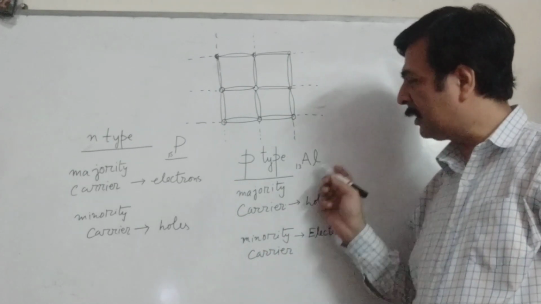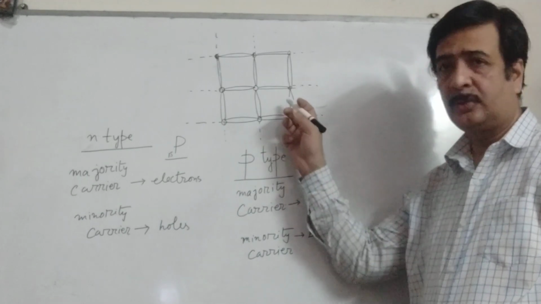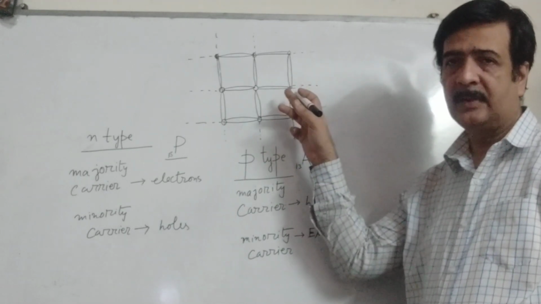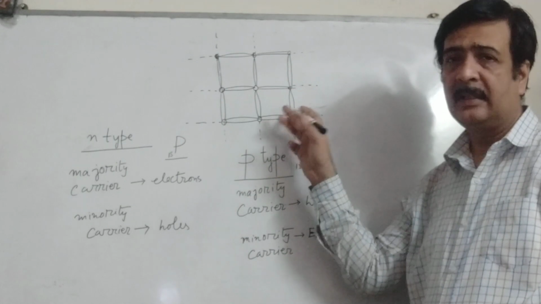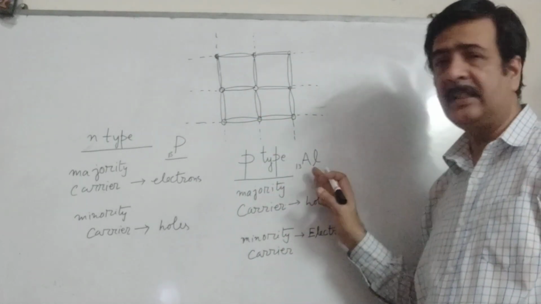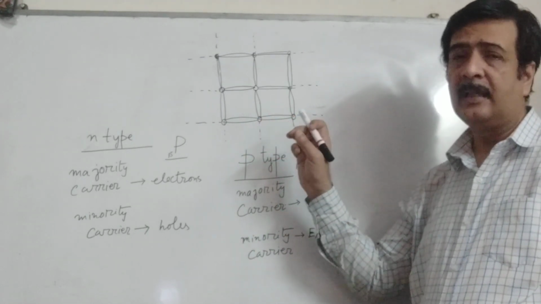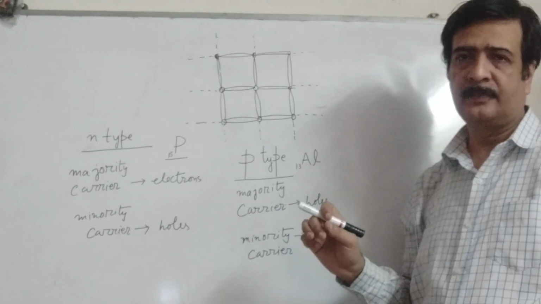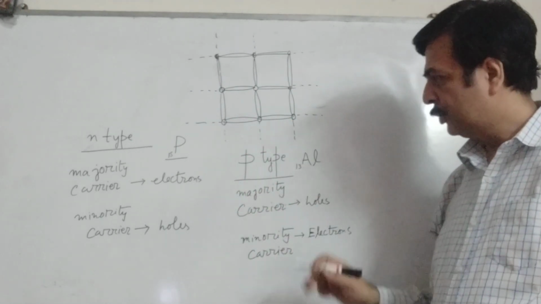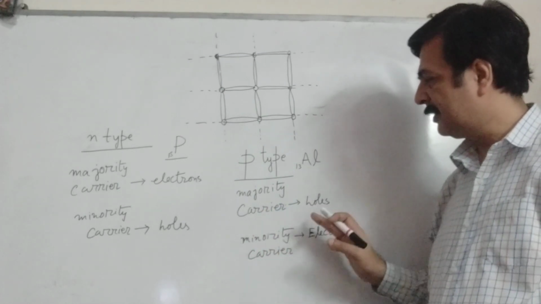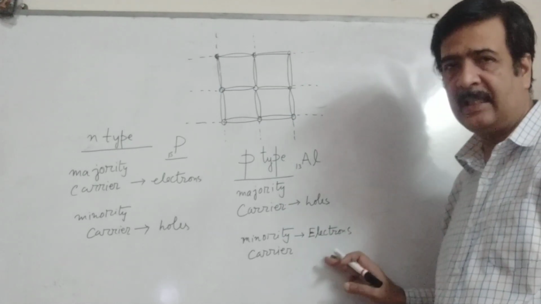And therefore, if the outermost shell of the aluminium is applied to the tetravalent structure of the intrinsic semiconductor, then what happens? That 4-electron structure will be replaced by the 3 electrons of the outermost shell of the aluminium. In that case, there will be a deficiency of electrons, and a deficiency of electrons means sufficiency of holes, positive holes. So in P-type, we get the majority carriers as holes, positive holes, and minority carriers as electrons.